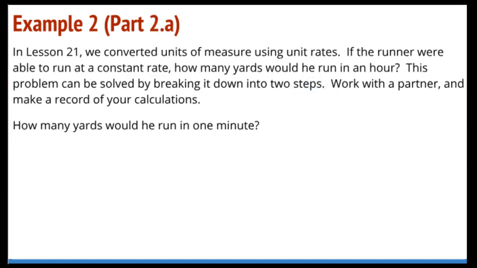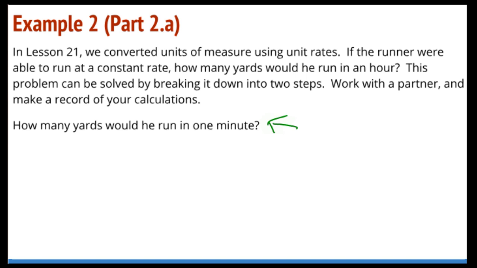All right, so in lesson 21, we converted units of measure using unit rates. If the runner were able to run at a constant rate, how many yards would he run in an hour? And this problem can be solved by breaking it down into 2 steps. So work with a partner, make a record of your calculations. And so the first question is, how far would he run in 1 minute? So this would be step 1. So we're going to scale up from a second to a minute, and then from a minute to an hour.